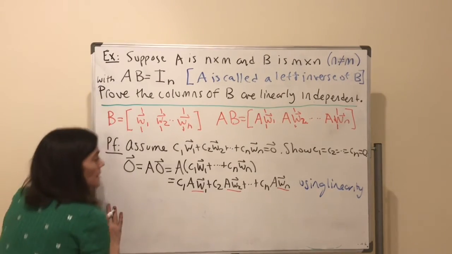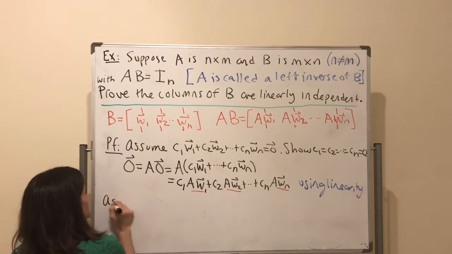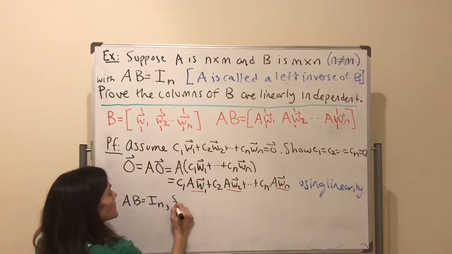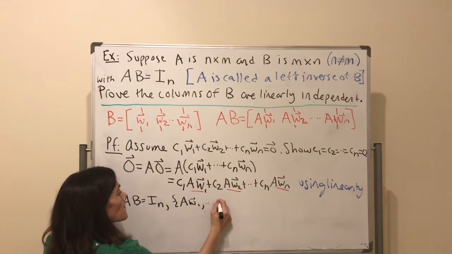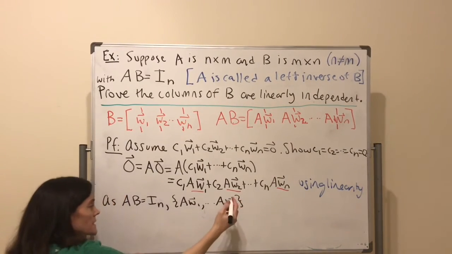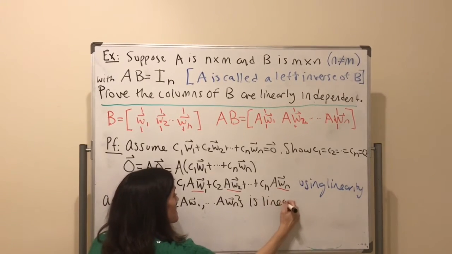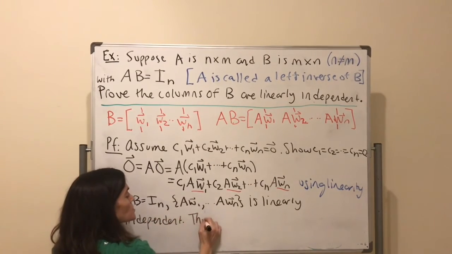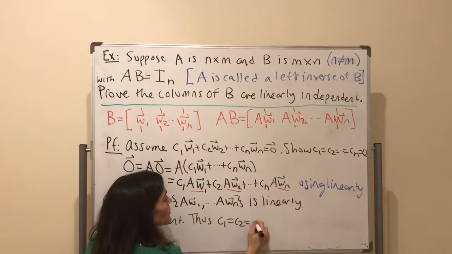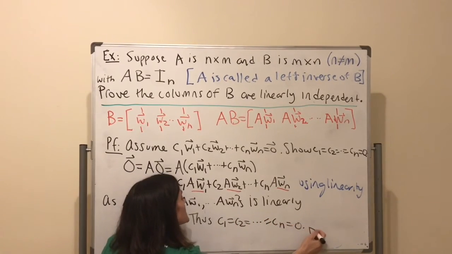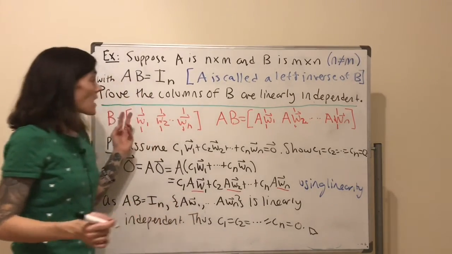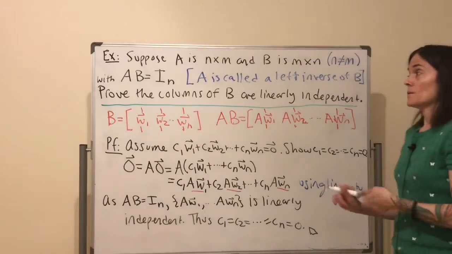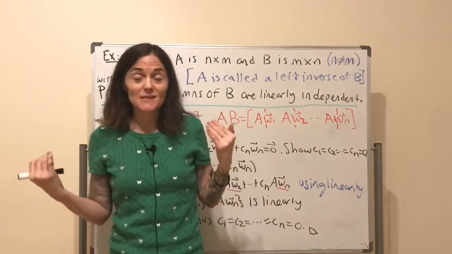Okay. So as AB equals the identity on n, we know that this collection is linearly independent. And so we can conclude C1 is 0, C2 is 0, out to Cn is 0, just like this. This would be the end of our proof when we have shown that the columns of B are linearly independent. Okay. Now, I think the other part of the homework, which I did not present, asked about the columns of A.